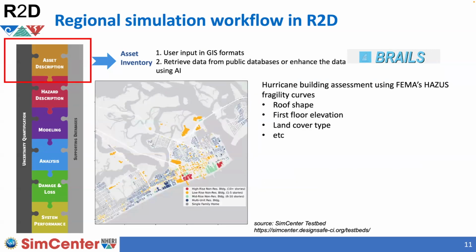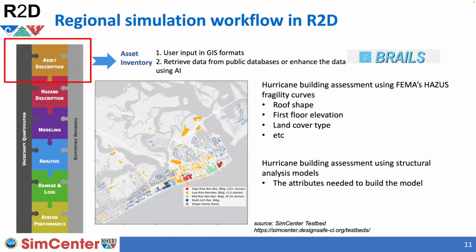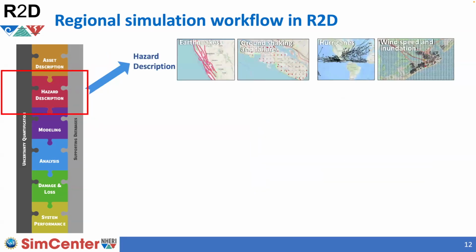For hurricane applications, we need a totally different set of information for the buildings. If I want to use HAZUS methodology again, I will need to know the roof shape, first floor elevation, land cover type, and many others. And if I want to do a different type of assessment, I will need the specific attributes I need to model and analyze the buildings. Collecting this inventory information is not simple. It's quite labor intensive. But once you complete this, I think you have conquered the hardest part in this regional simulation. So after defining the asset inventory we want to study, we need to define what hazard we want to study.